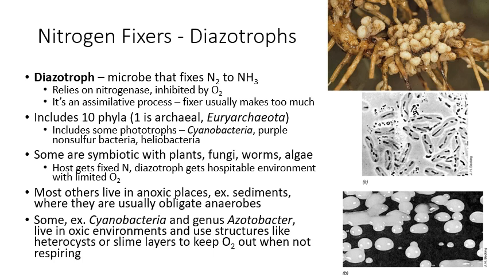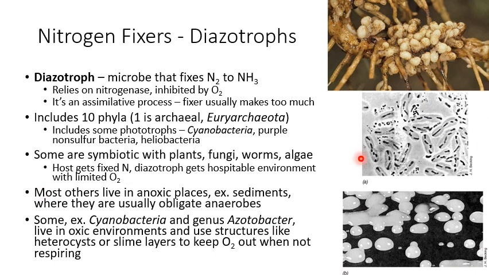A lot of other diazotrophs are going to be living in anoxic habitats, so places that don't have oxygen. A good example of that would be a sediment at the bottom of a lake or the ocean. Usually they're going to be obligate anaerobes, so they can't tolerate the presence of oxygen anyways. And some have other solutions, like the Cyanobacteria that use their heterocysts sometimes to keep oxygen out. We also have the genus Azotobacter, which also lives in oxic environments and is going to be using thick slime layers to keep oxygen out.